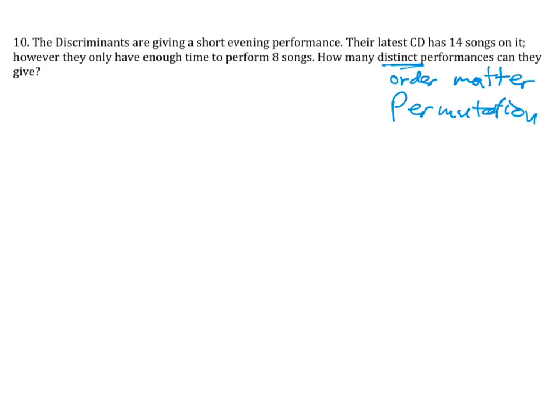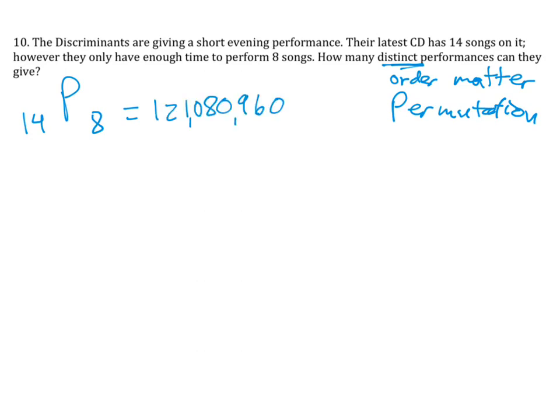And so, we got 14 of these songs, and we're trying to pick 8 of them out, and it's going to be a permutation. So it's looking like this. At this point, just use a calculator, either your graphing calculator or the online one, to get 14 permute 8, and figure that out. So pause the video and do that.